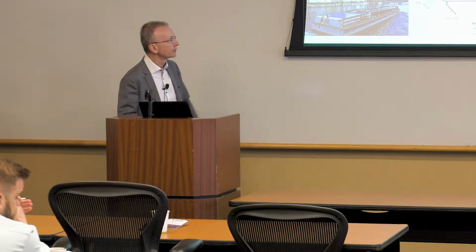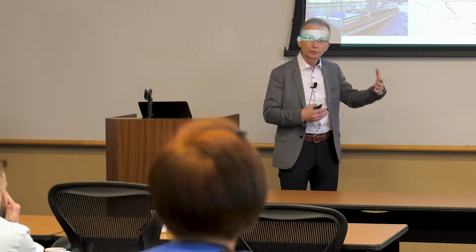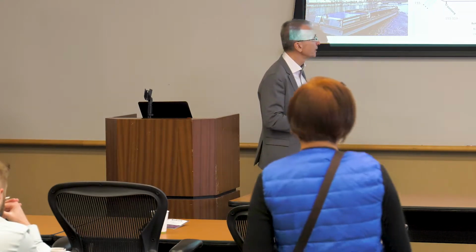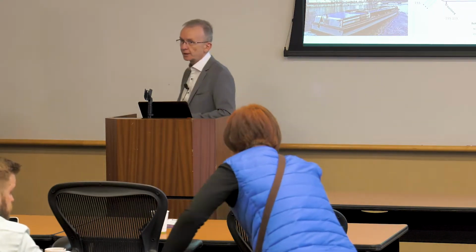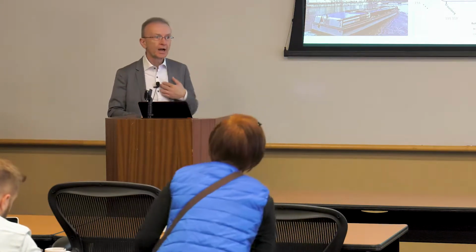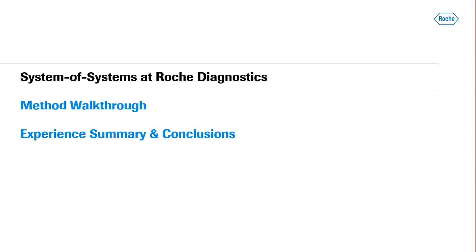So the problem statement here is how to implement a process, in this simple case, moving from point A to point B, using the existing systems like the tram, bus, train, cable car, ship, and so on, or introducing a new system into the play, and how to design the interfaces, how to use the stations. Well, I'm not in the business of public transportation. This was an example which I hope you can identify yourself with.